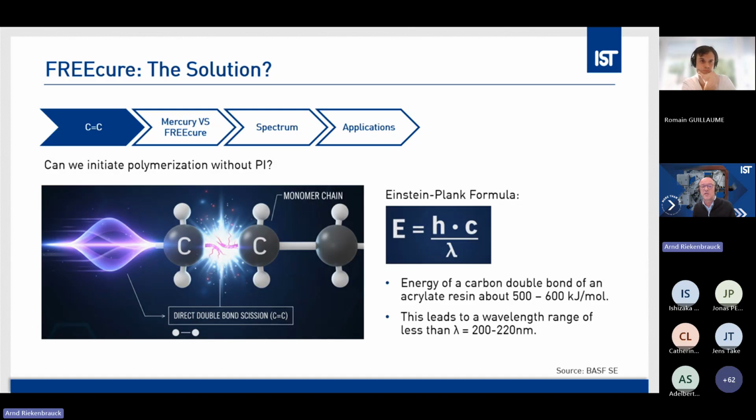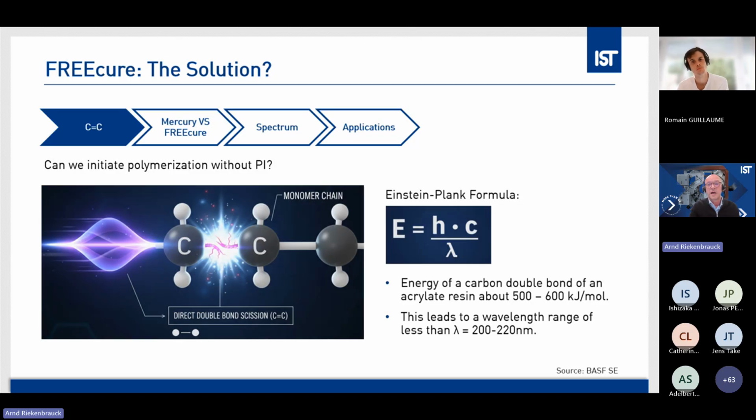I share here the source, BASF. We did all these analyses together with the RedTech group of BASF. They put the polymer know-how inside. I just wanted to thank them and to remark that this was common work. So with these wavelengths, we are able to create double bondings.